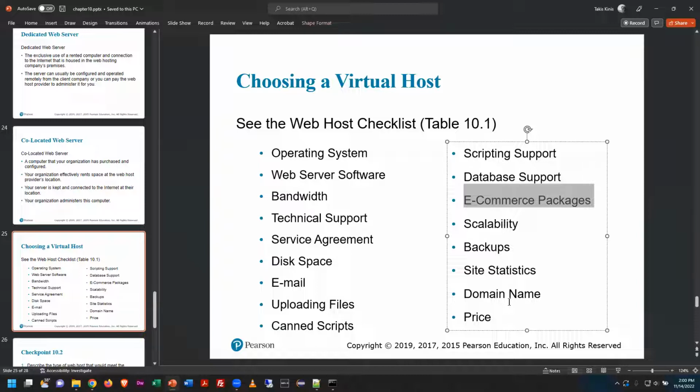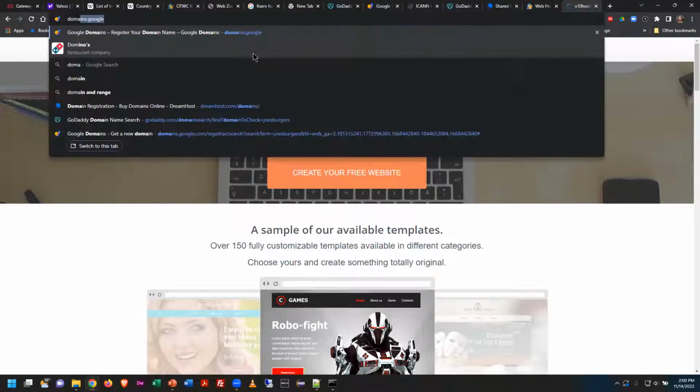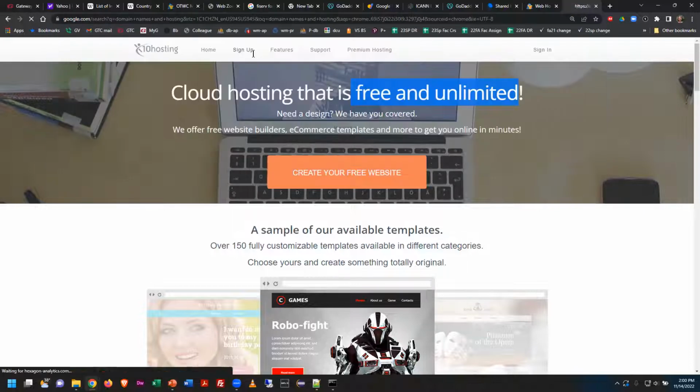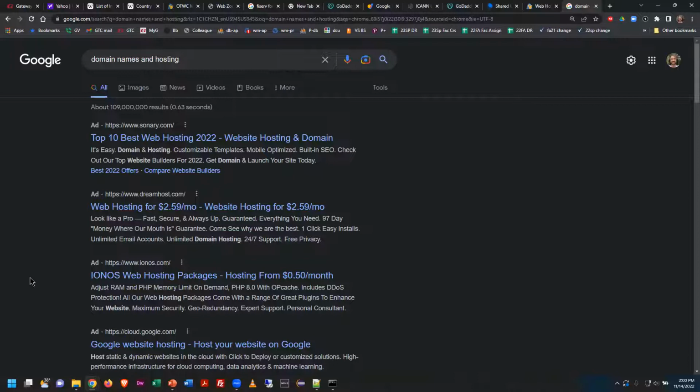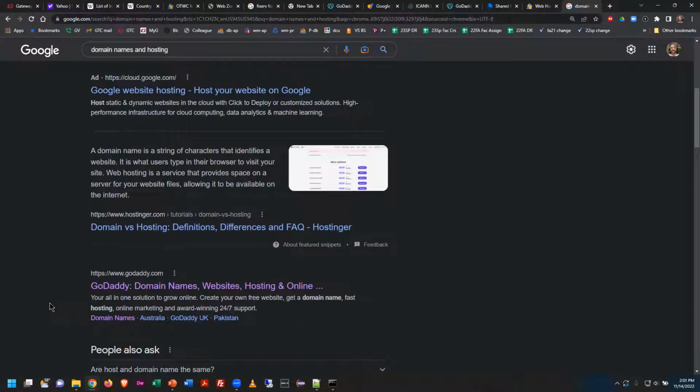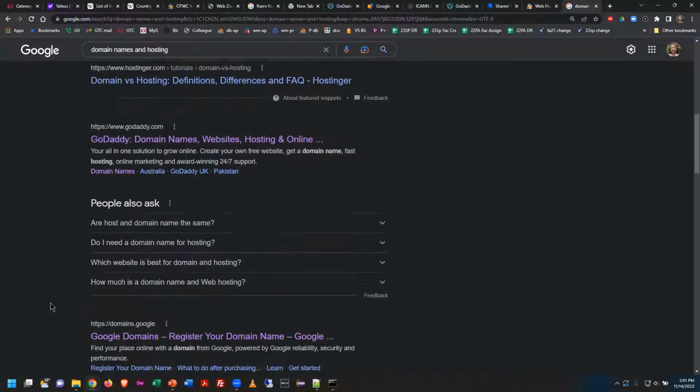Buying a domain name and choosing the right web host is sometimes days or weeks worth of research and investigation before you find the right platform. And sometimes, unfortunately, you have to try a platform, dislike it, and move on to a different one. Hopefully that doesn't happen to you, but if you stick with one of the big companies, generally you're okay. And if you're curious about that, just do a search for domain names and hosting and press enter, and you're going to find so many different options here.